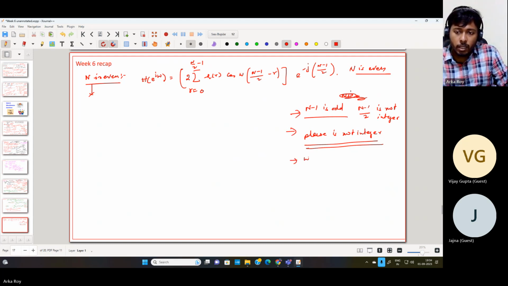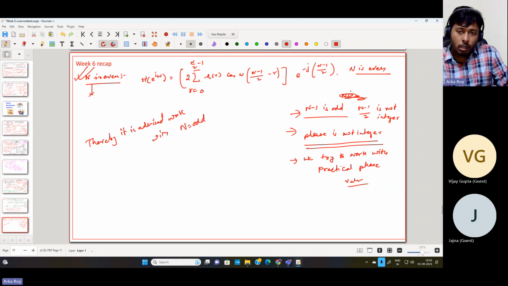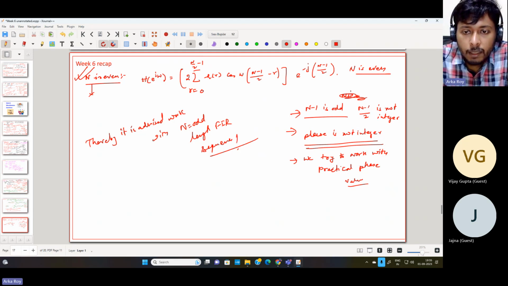So therefore, we try to work with a practical phase value, because this is becoming a fraction. So we'll omit the representation of filters with n equal to even. Thereby, it is advised to work with n equal to odd length FIR sequence. Fine.